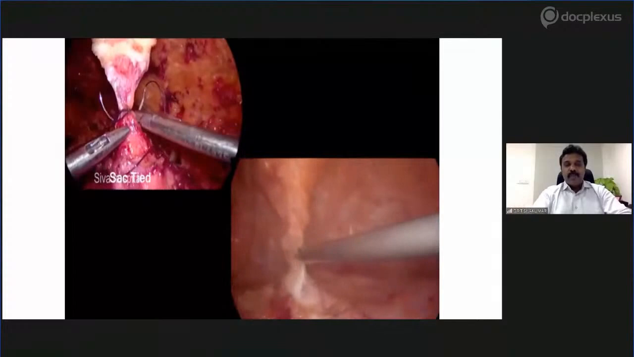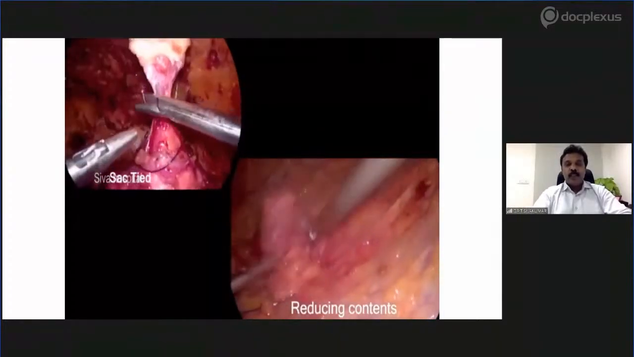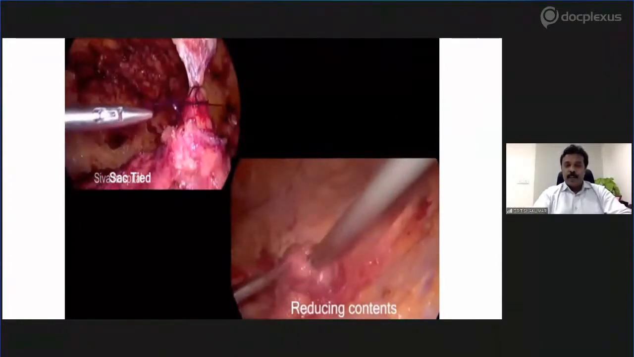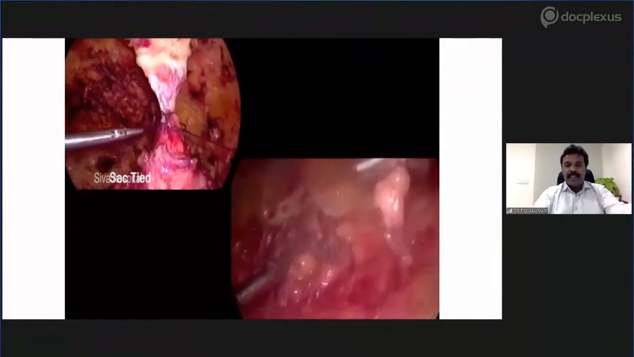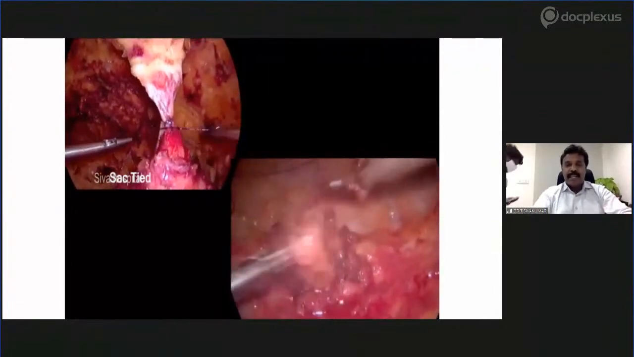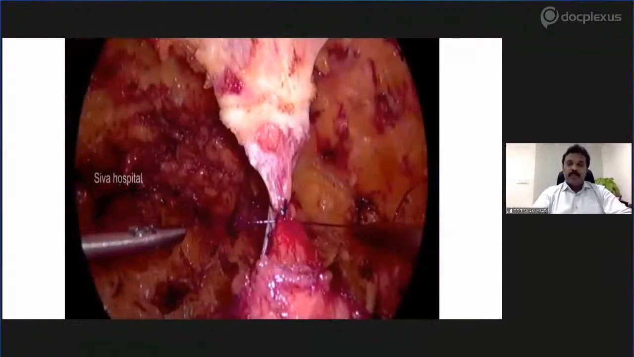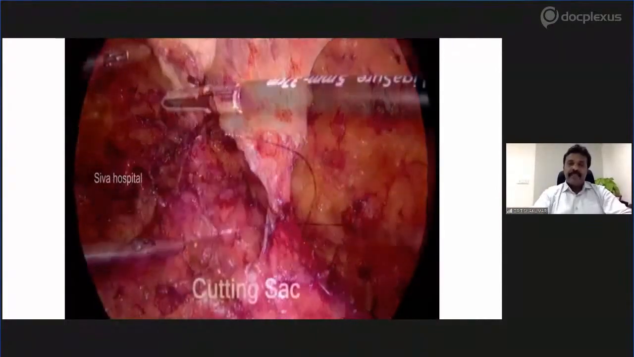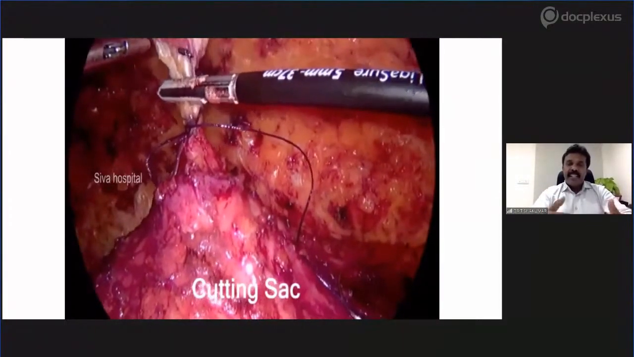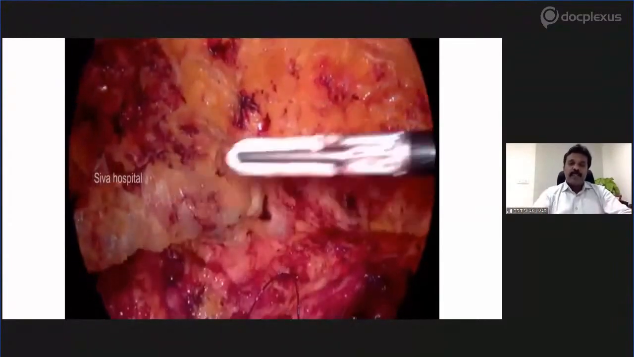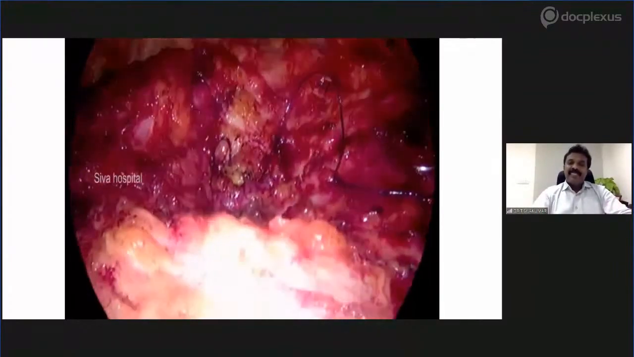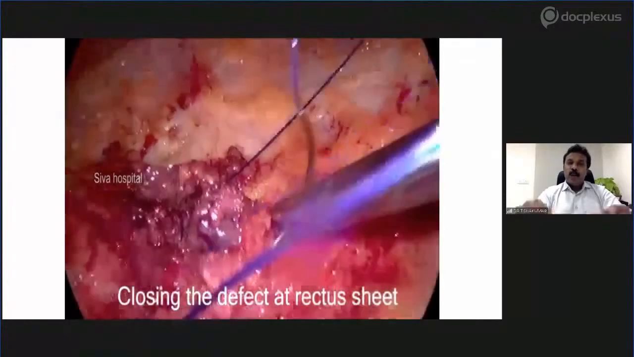Now transfixing the sac with a 2-0 Vicryl. On one side you can see I am reducing the content. On the other side, on the left, you can see how I am transfixing the sac. After that, disconnecting the tube of the umbilicus from the sac. Now closing the defect.